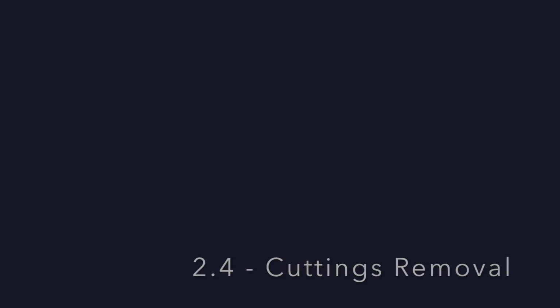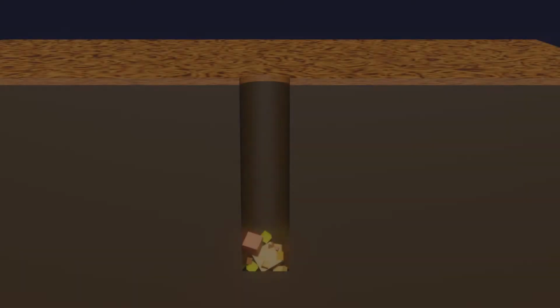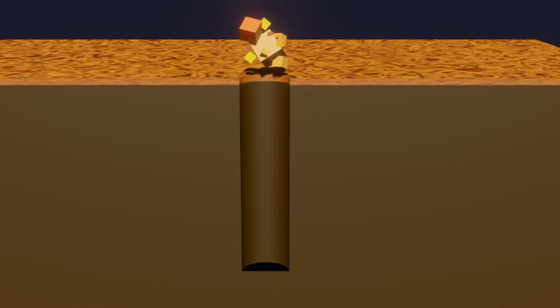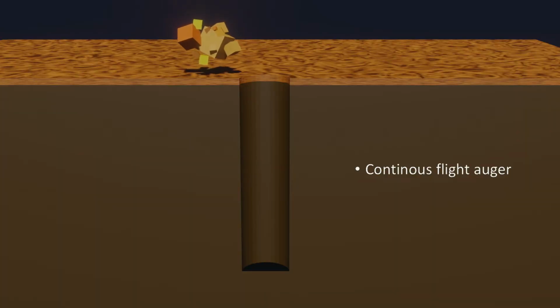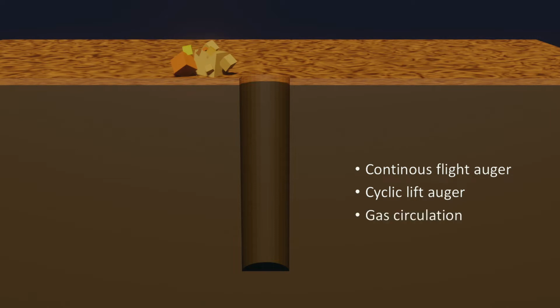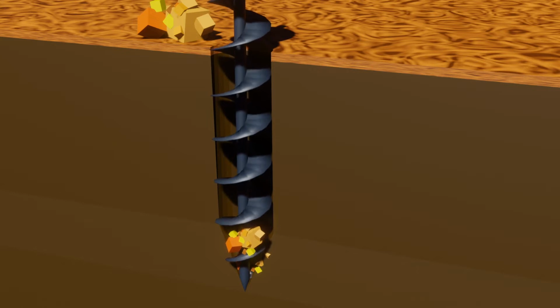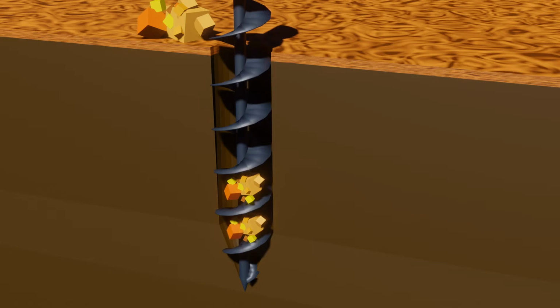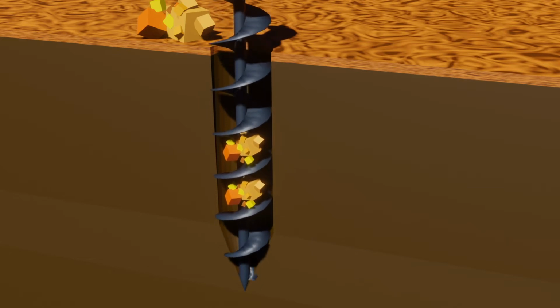Irrespective of the method that is used for the actual drilling, an important consideration deals with the removing of the cuttings from the borehole. Different techniques exist to remove the cuttings. Generally, it is possible to use a continuous flight auger or a screw conveyor, a cyclic lift auger, gas circulation, or liquid mud circulation. The most commonly used method is to use a continuous flight auger to spiral the cuttings out of the drilled hole.